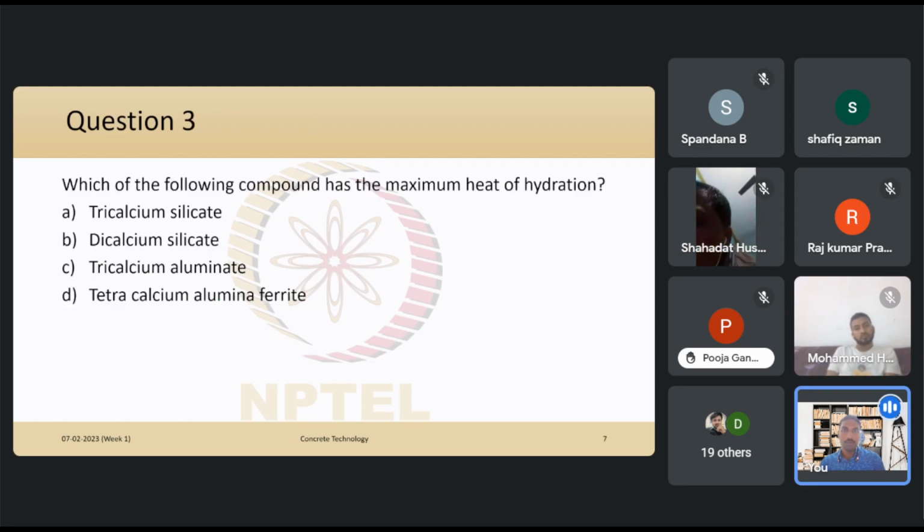Okay, moving on to question number 3. Which of the following compound has the maximum heat of hydration? Tricalcium silicate, dicalcium silicate, tricalcium aluminate, and tetracalcium alumina ferrite.